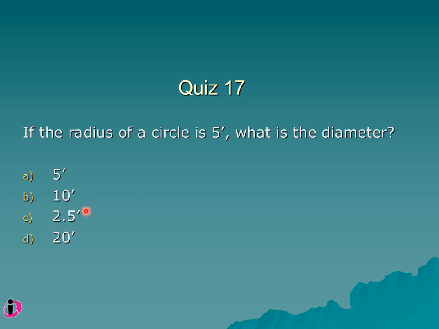If the radius of a circle is 5 feet, diameter would be twice, right? That means 10 feet. Right answer is B.